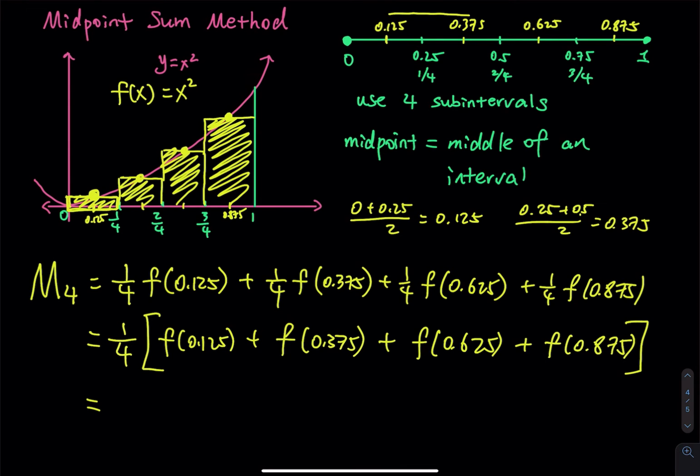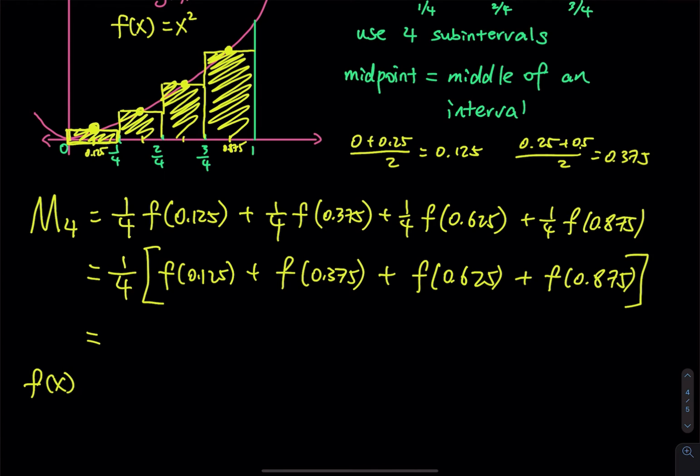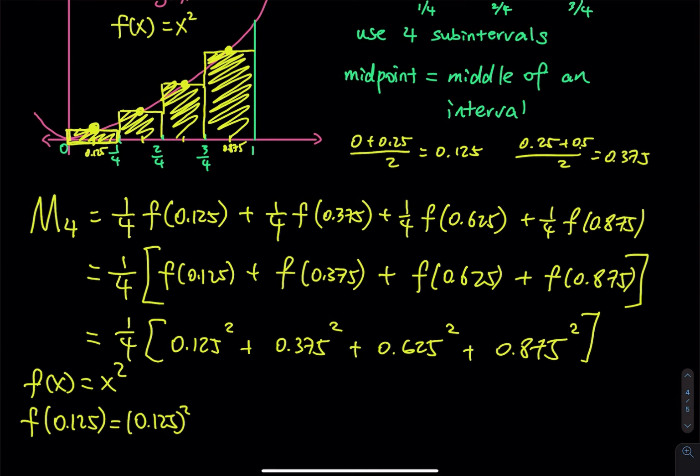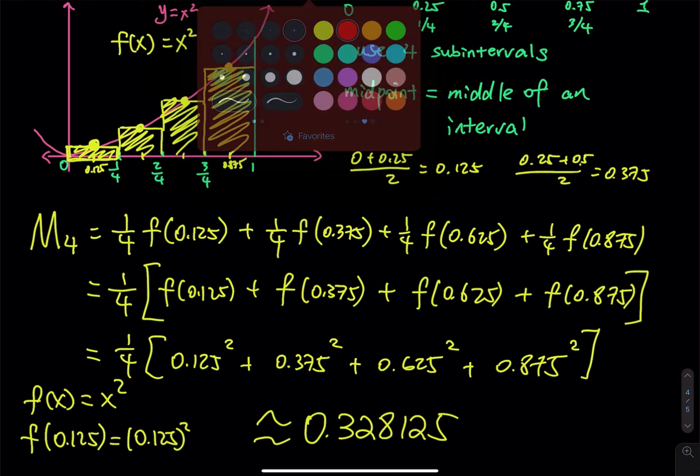Since f of x equals x squared, I can do an example for you. For 0.125, all you have to do is square the 0.125. So this is 1 over 4 times 0.125 squared plus 0.375 squared plus 0.625 squared plus 0.875 squared, and then you use your calculator to approximate that. This one is approximately equal to 0.328125.